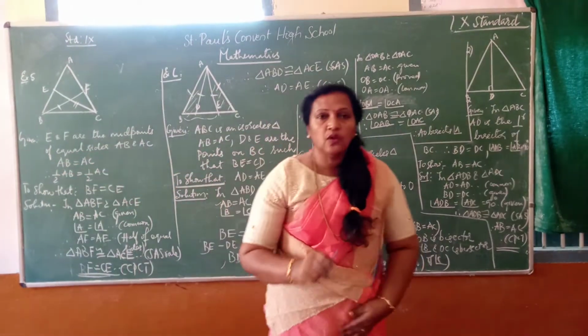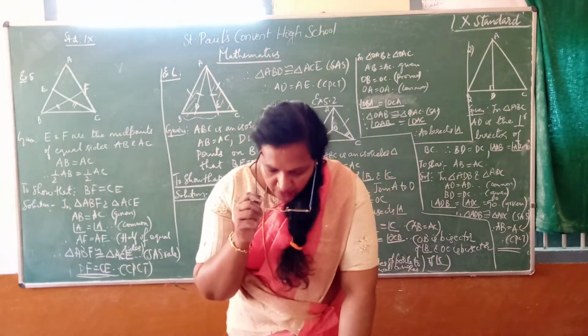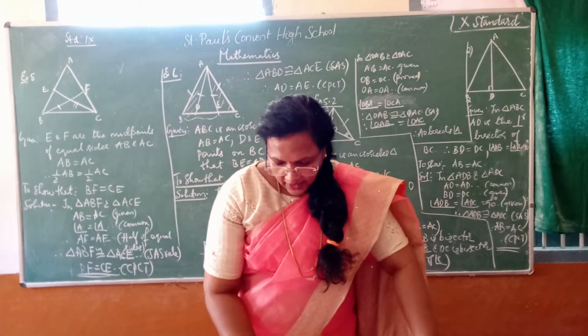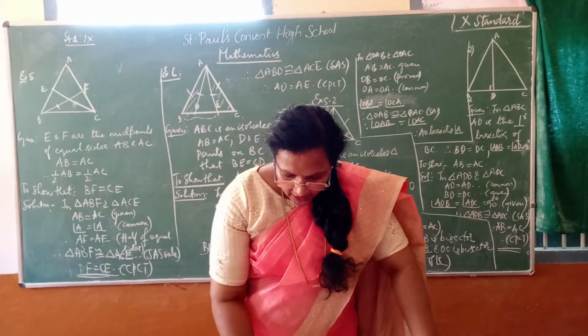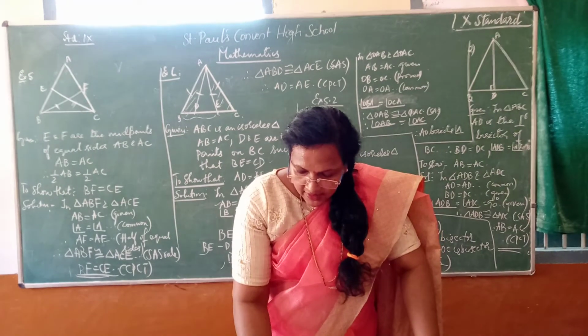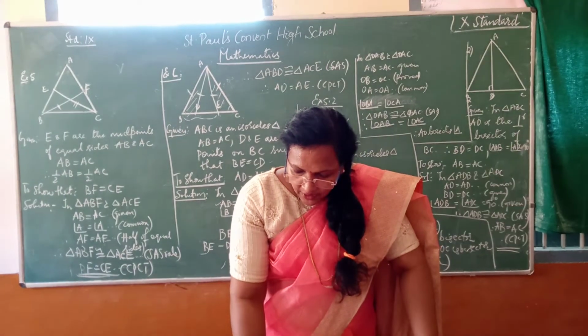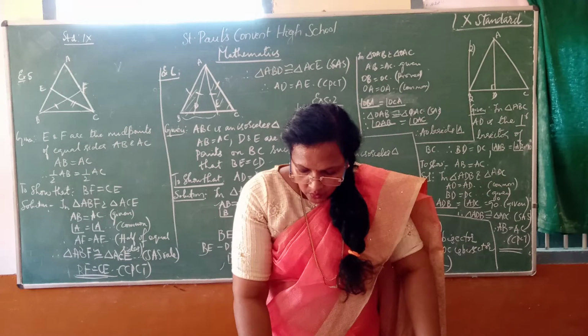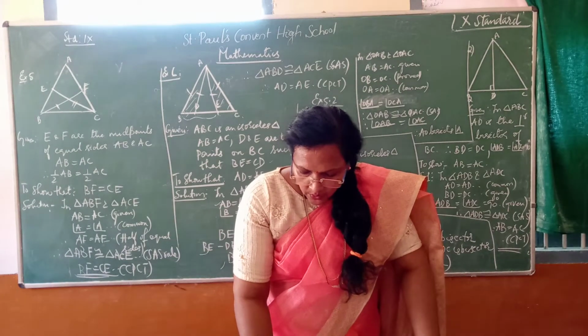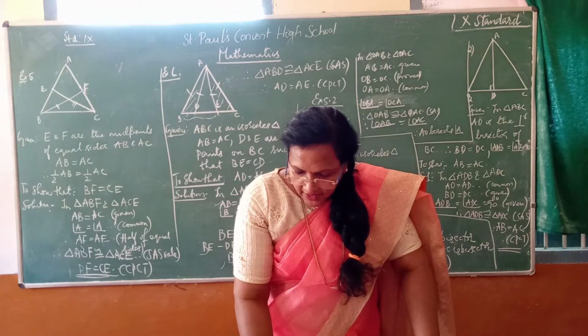Next, if you go for exercise 5.2, first one, what does it say? In an isosceles triangle ABC with AB equal to AC, the bisectors of angle B and C intersect each other at O. Join A to O. Show that OB is equal to OC and AO bisects angle A.